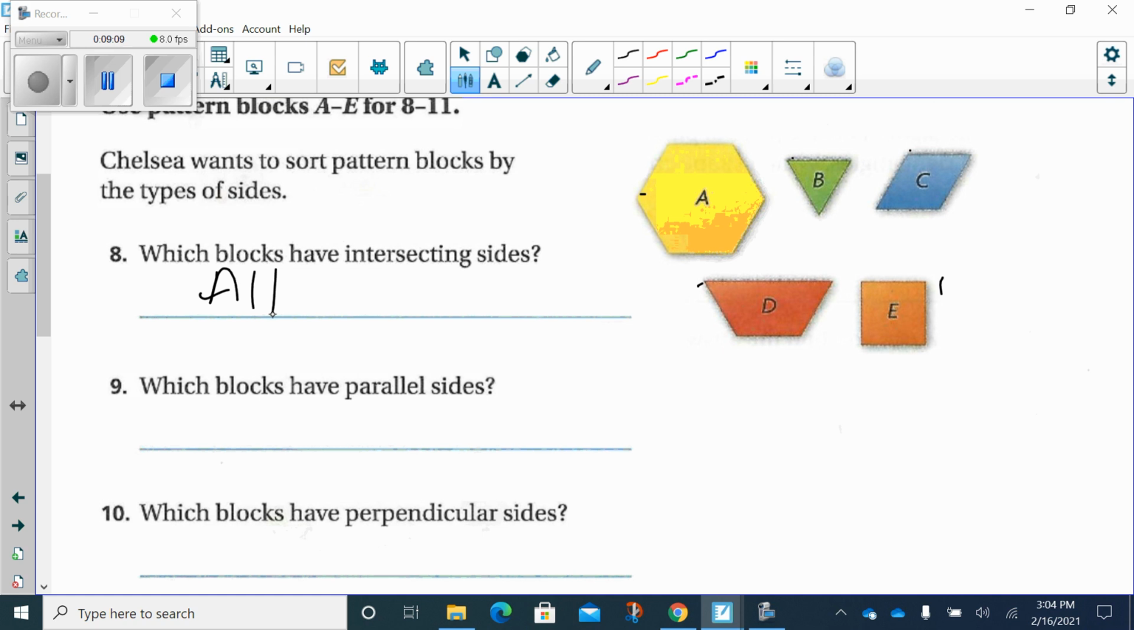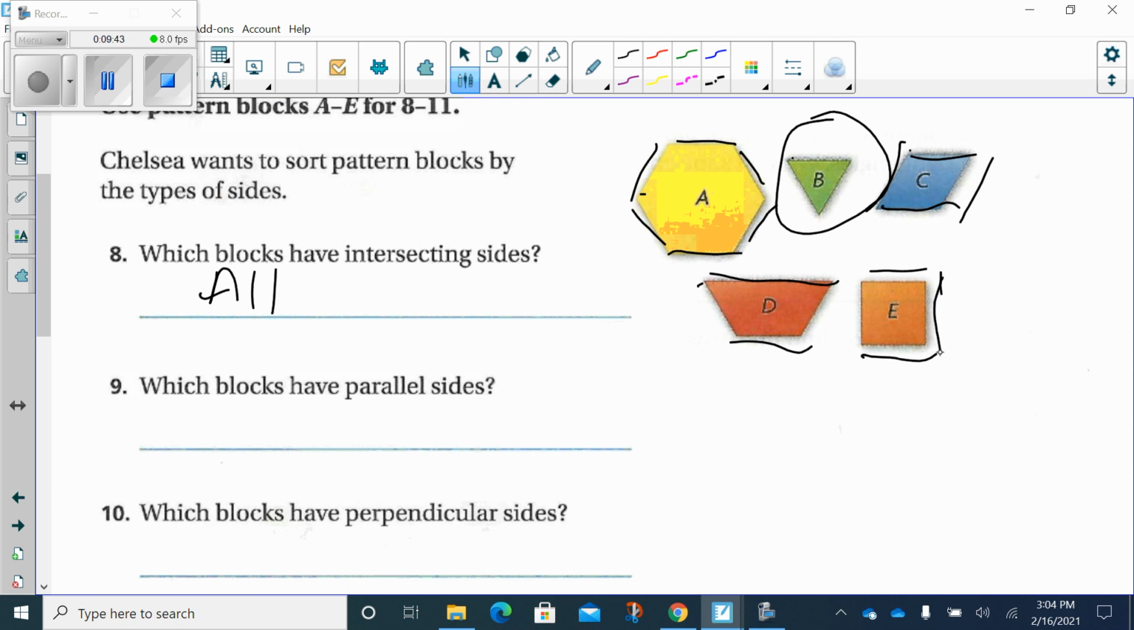Which blocks have parallel sides? Okay, so let's look at that. This is parallel. Okay, there's all kinds of parallel lines. B, I don't see any parallel lines. They all intersect. What about this one? Oh, that's parallel. And then these are parallel. Okay, on D, that's parallel. I only see one set of parallel lines. And on E, I see two sets of parallel lines. So I have A, C, D, and E.